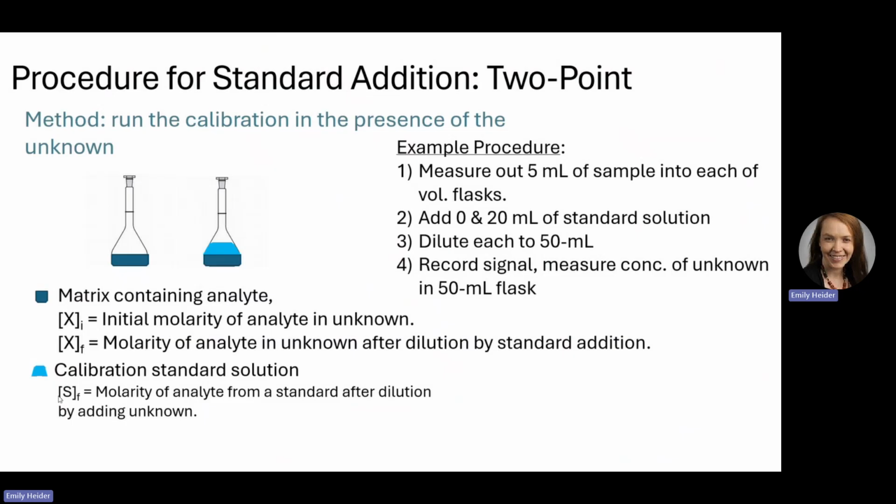And we're going to say that [S]_F is going to be the final concentration of the standard once you added it to the second flask and filled it up to the volume. [X]_F is going to be the final molarity of your analyte once you added it to the flask and filled it up to the volume. And [X]_I is going to be the initial molarity of your analyte that you had at the time that you added it to each one of the flasks, but before you diluted it.